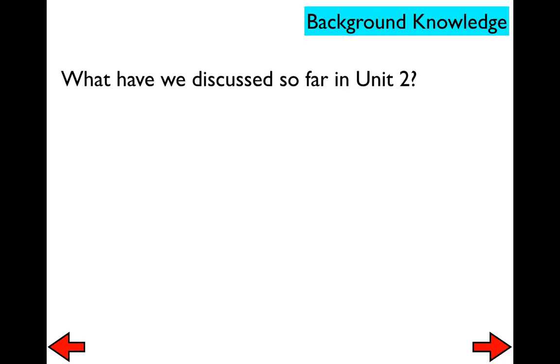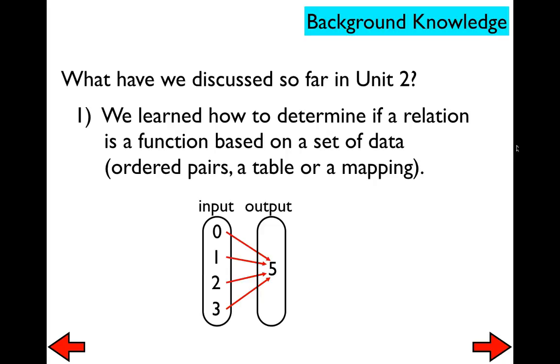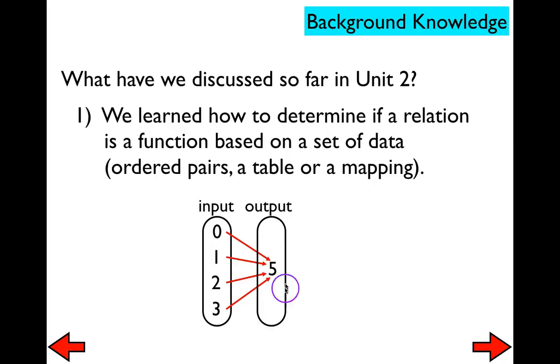So far in Unit 2, we've talked about how to determine if a relation is a function based off of a set of data, whether it was ordered pairs, tables, or mapping. I feel as though mapping might be the best way to illustrate that. A lot of students may find it a little difficult figuring out if it's a function or not. Why? Because they see all of these arrows at 5 and they automatically think, oh, it probably isn't a function.